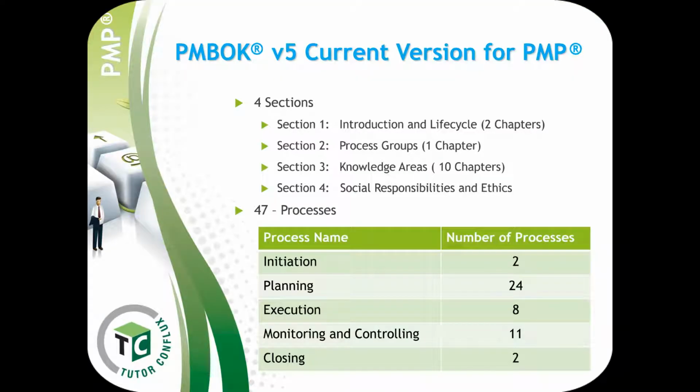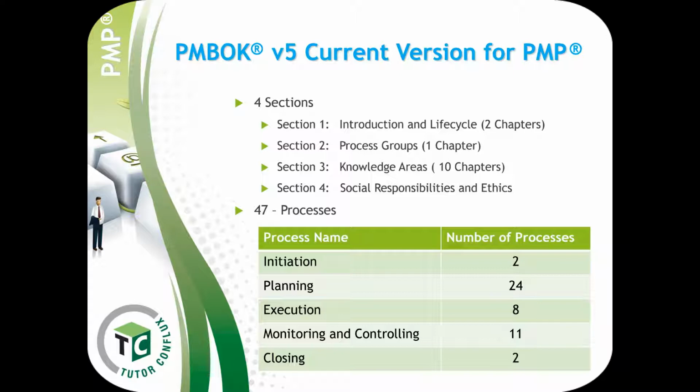PMBOK version 5 has 47 processes in all and 4 sections, and version 5 is the current version for your PMP certification. Now let us see what these 4 sections are. Section 1 consists of introduction and life cycle, with 2 chapters. Section 2 has the process groups, 1 chapter. Section 3 has the knowledge areas, 10 chapters, and section 4 contains social responsibilities and ethics. This will be an integral part of your PMP certification, meaning questions will not be asked separately on social responsibilities and ethics, but will be an integral part within all the other knowledge areas and chapters.